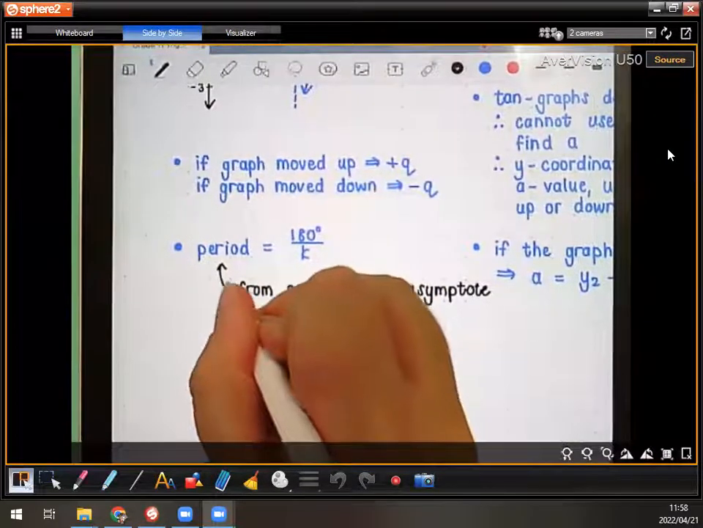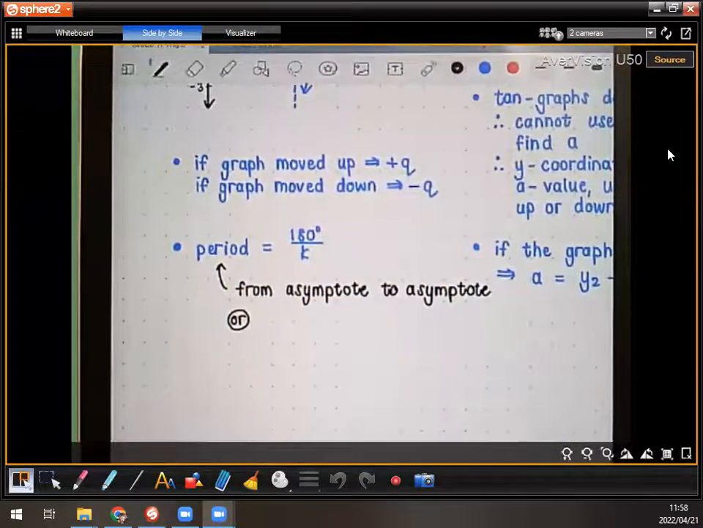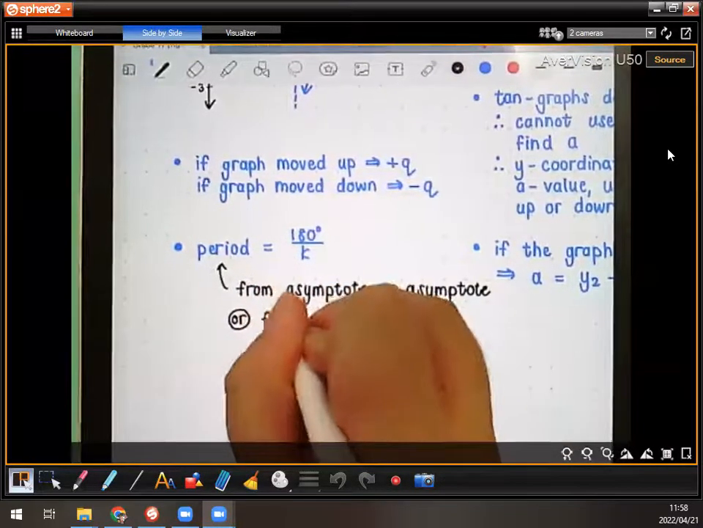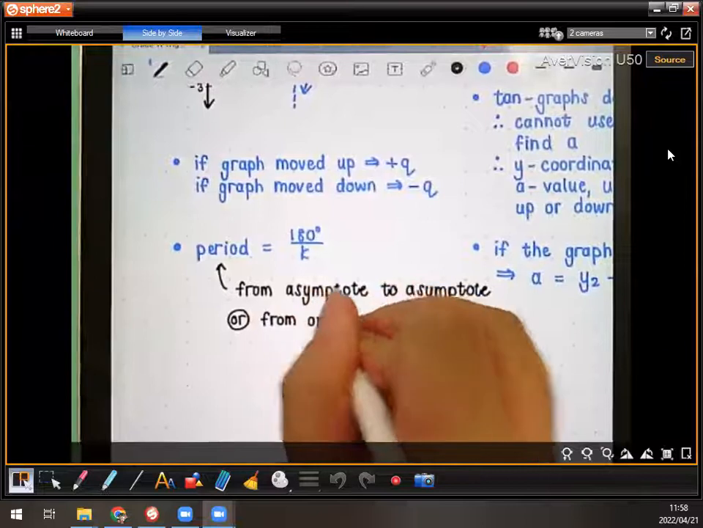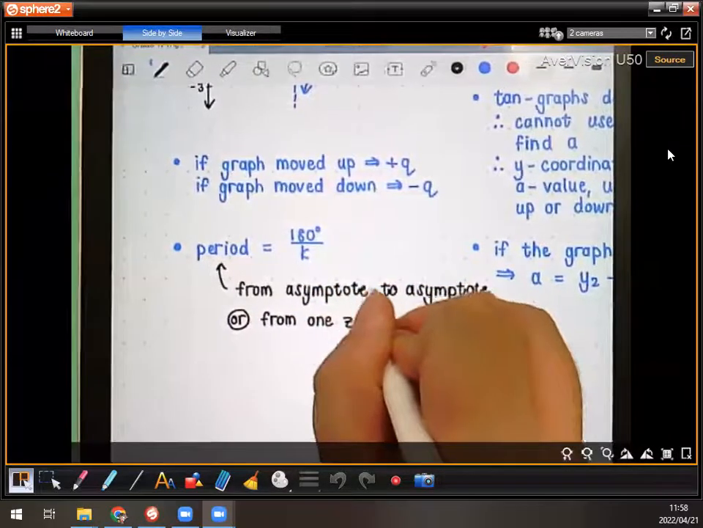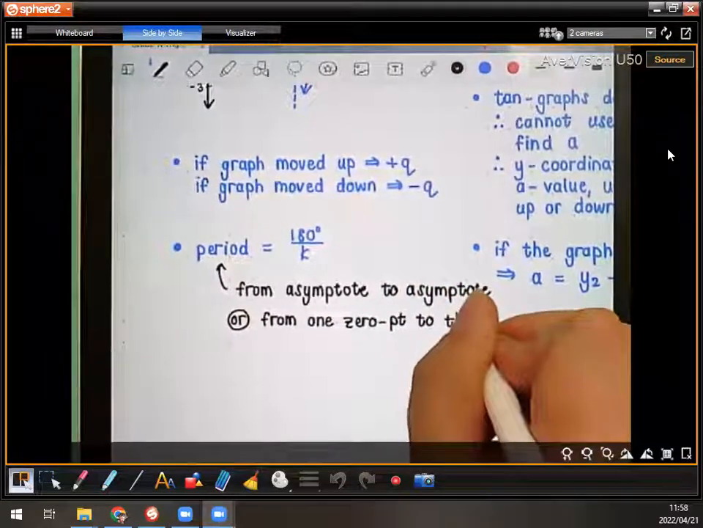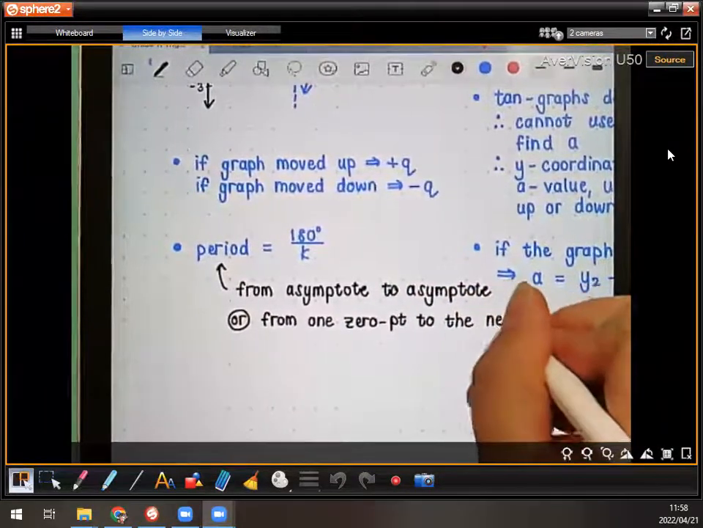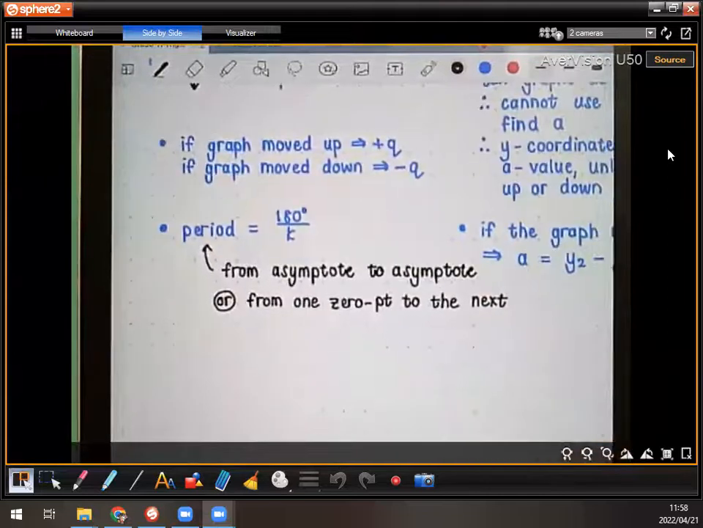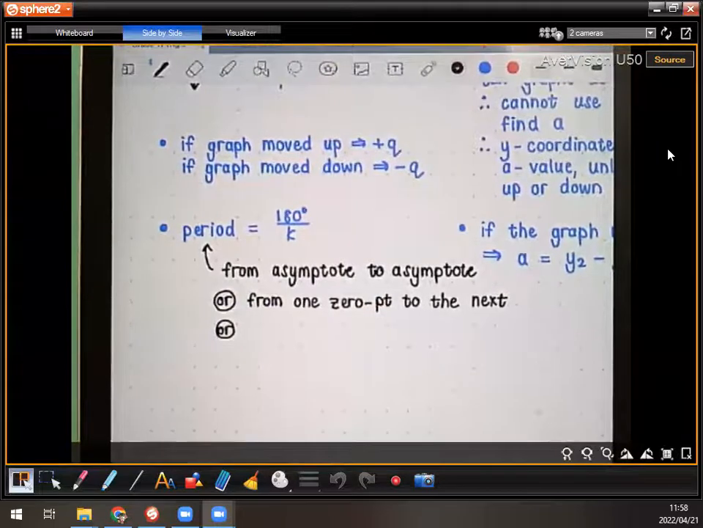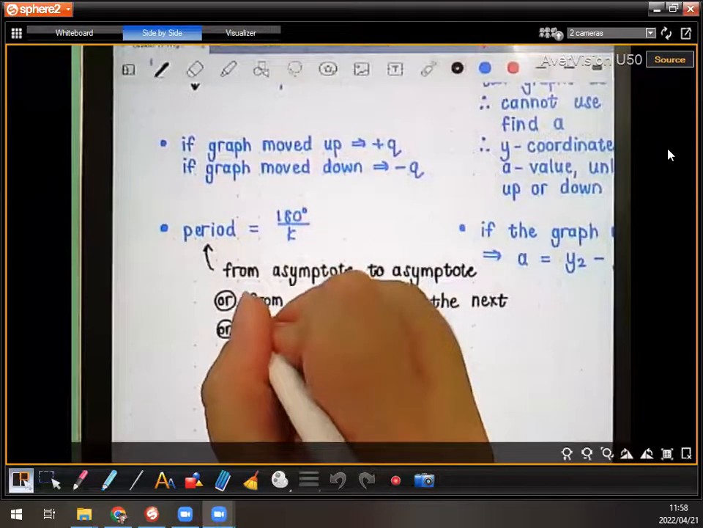You can look from one asymptote to the next asymptote. What is that? How many degrees? That would be the period. Or you can go from one 0 point to the next 0 point. Or from 1 to the next 1, and from -1 to the next -1.